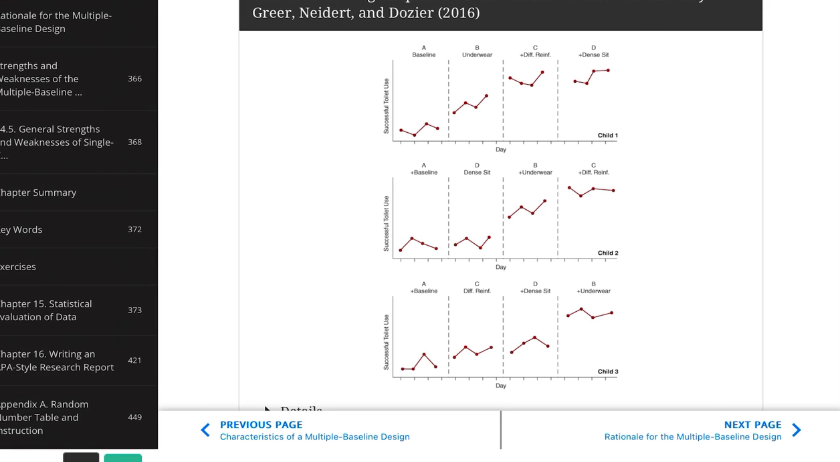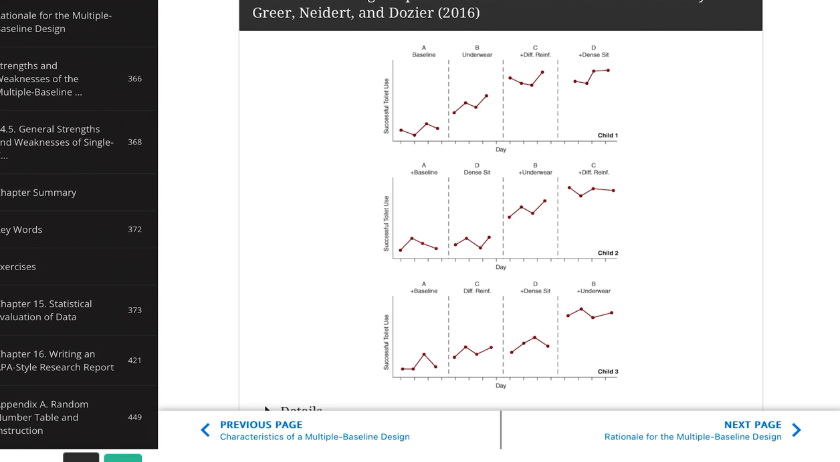And so from this, you can actually see that whenever underwear is introduced, there is a large increase in the success, right? In all three kids. So when they went from baseline to underwear in the first child, child two went from the dense sit to the underwear, and the third child went from dense sit to underwear actually as well. And each time that there was underwear, that's the largest jump in success. So that was obviously the most effective part of the toilet training.